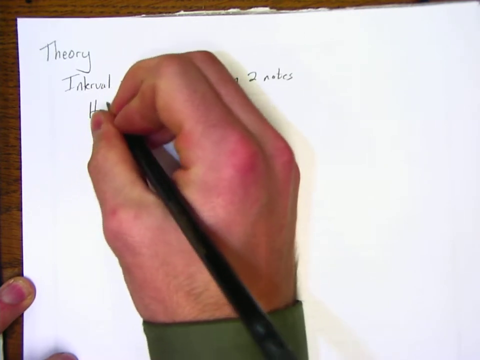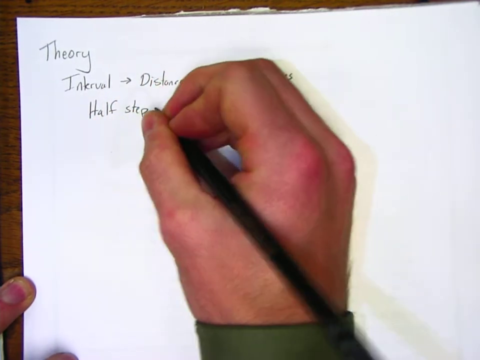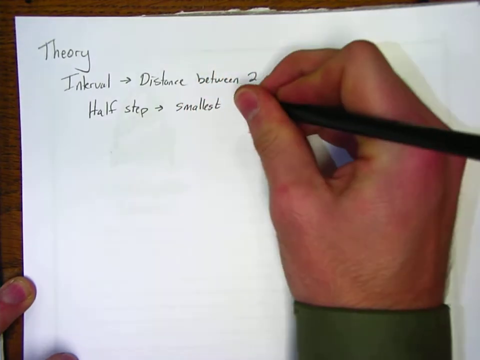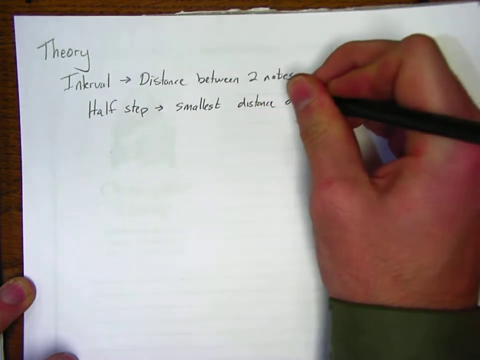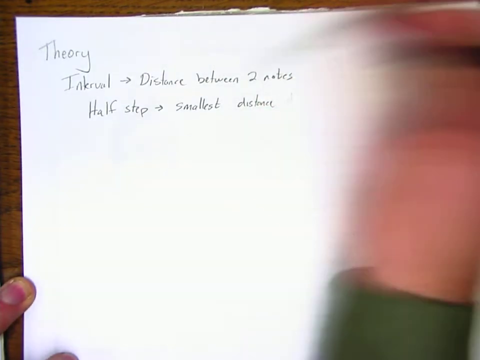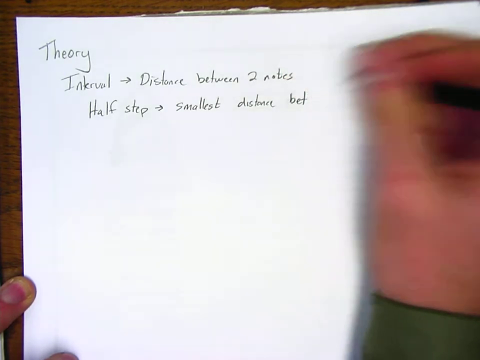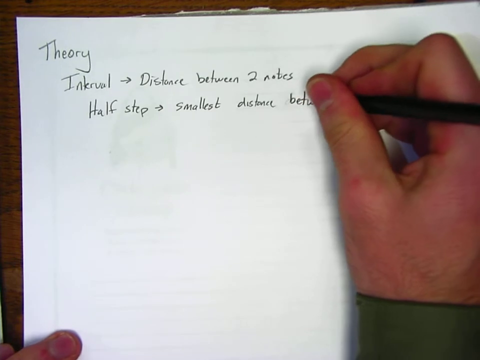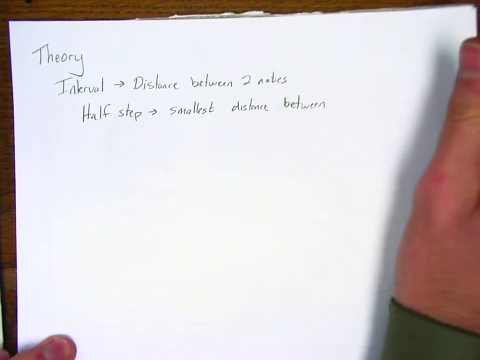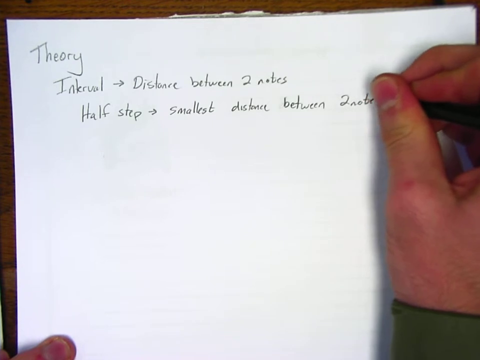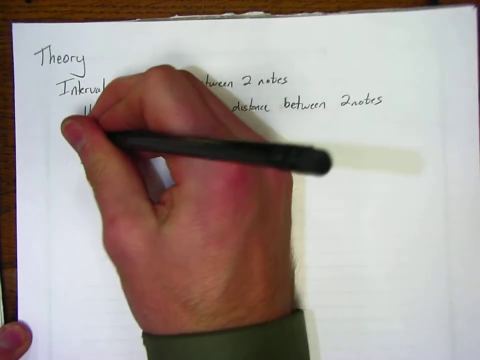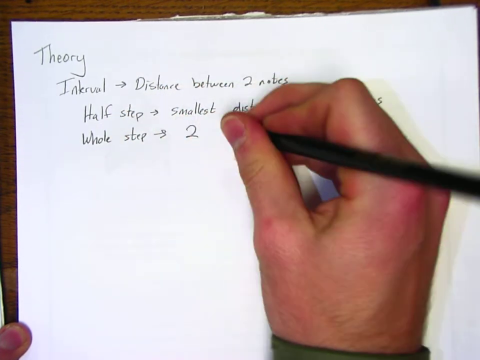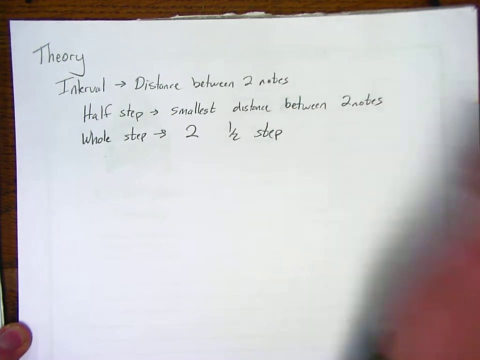which is the smallest distance between notes in our Western scale. I say Western scale because there's different forms of Eastern music, all sorts of things that use quarter steps and smaller. But for now, we're going to call this the smallest distance between two notes. And then the next one I really need you guys to know is a whole step, which is quite simply two half steps. Simple enough.